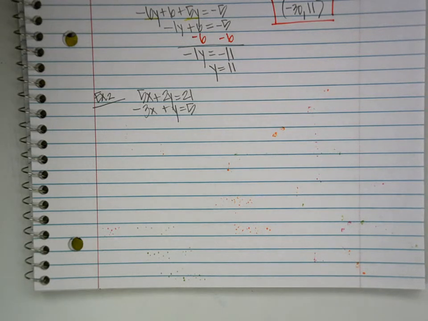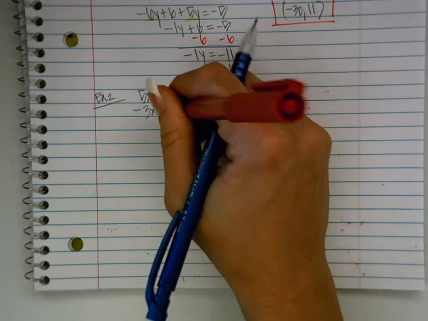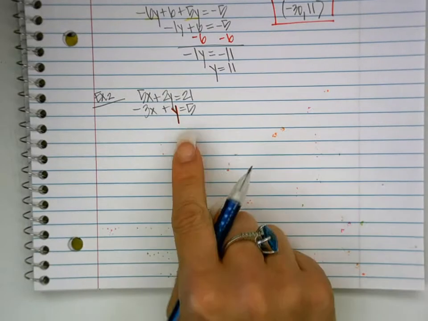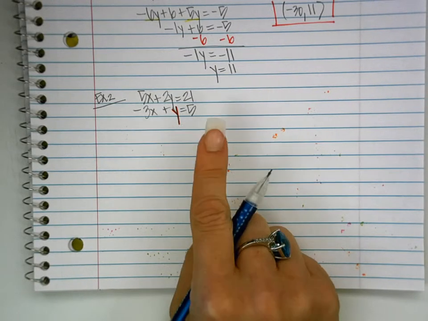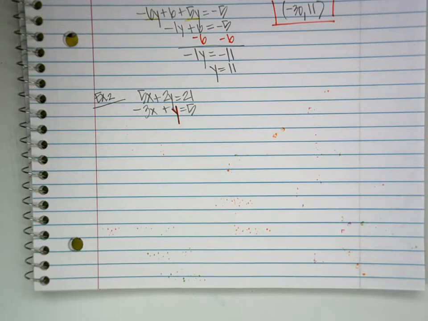Is there a variable that looks like it would be easy to get by itself? Which one? The y in which equation? The second equation. Okay, because it's all by itself. How would you get y by itself? What would you have to do? Not make y negative. Add 3x.